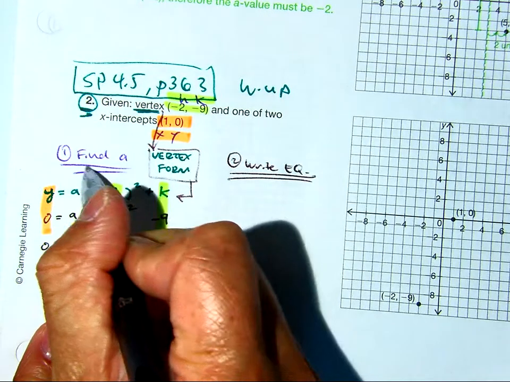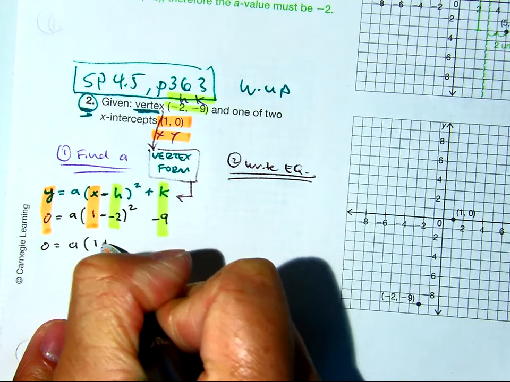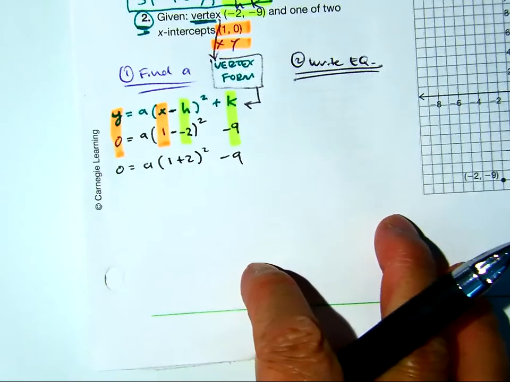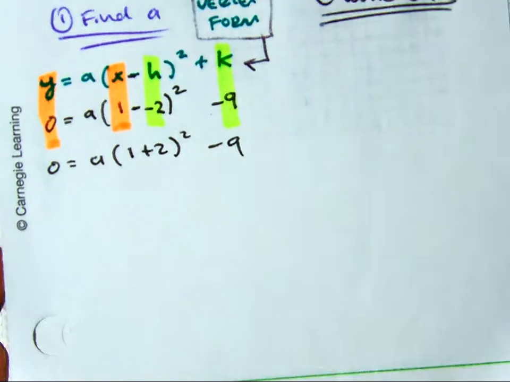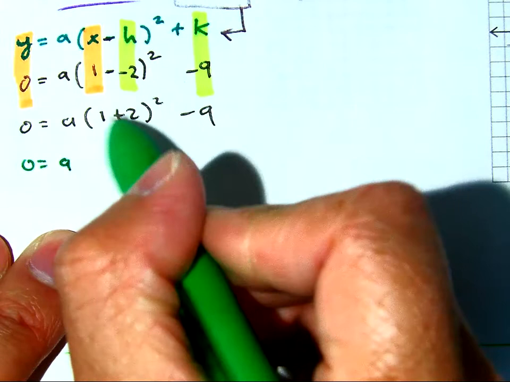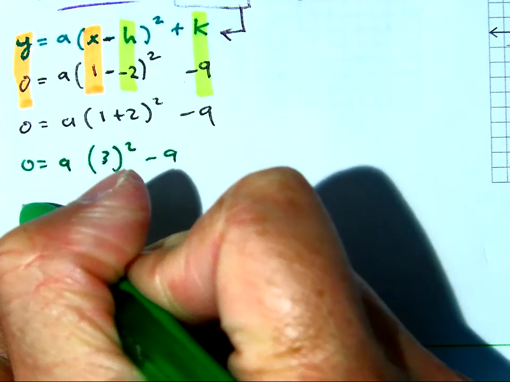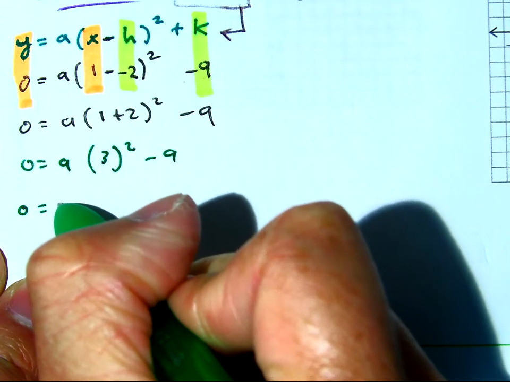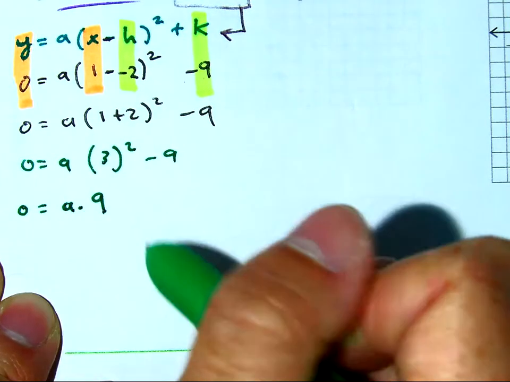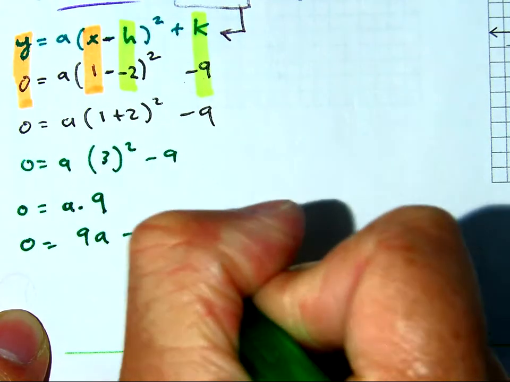So we're just going to solve for the a value. Opposite of -2 is +2. Zero equals a times 1 plus 2, which is 3, and 3 squared is, pay attention, 9. This is a times 9, or you can write that as 9a. So you have 0 equals 9a minus 9.